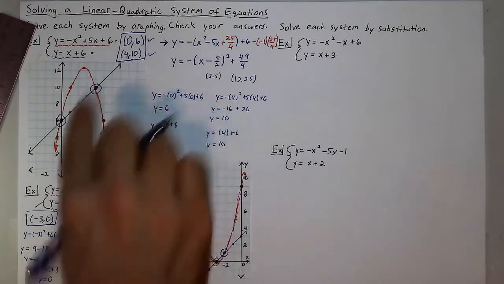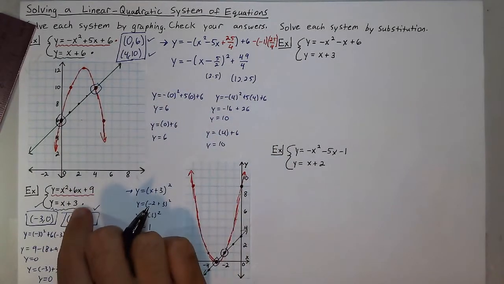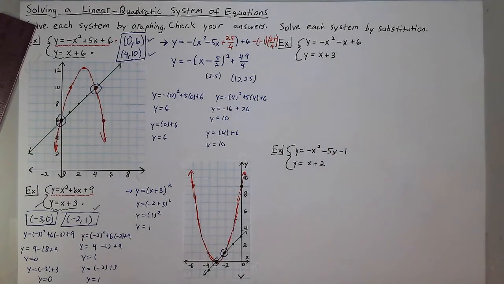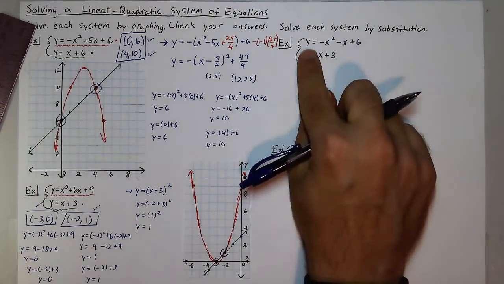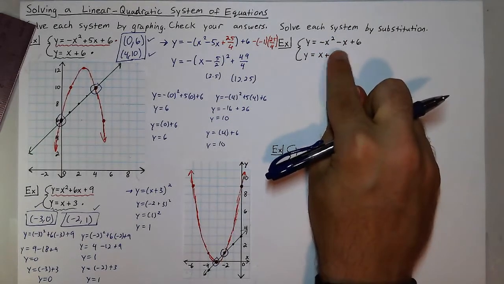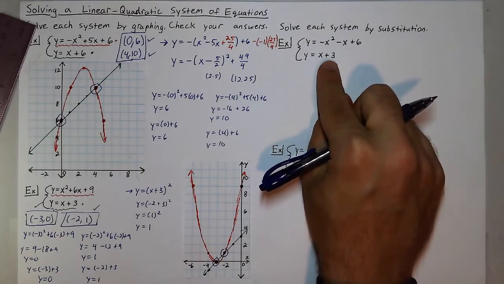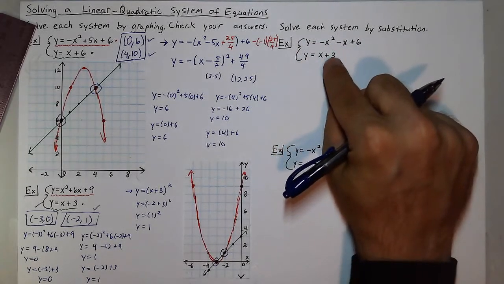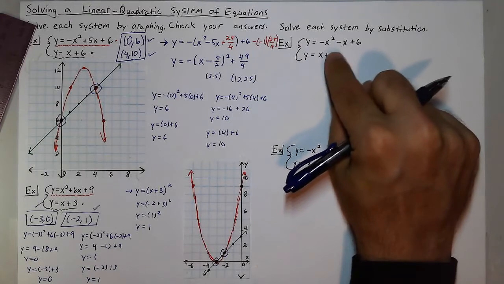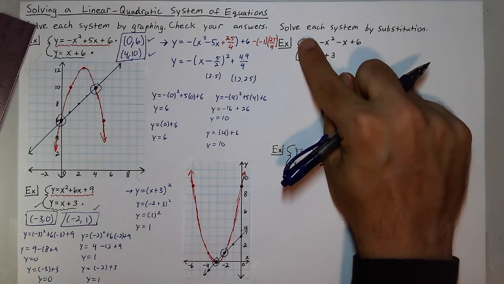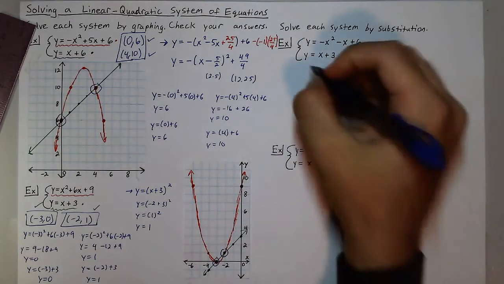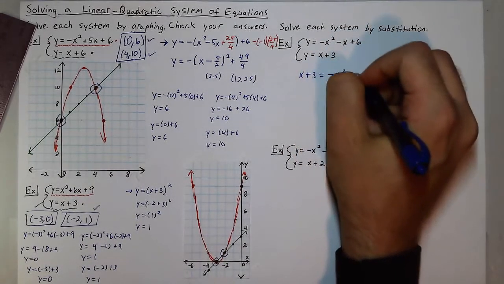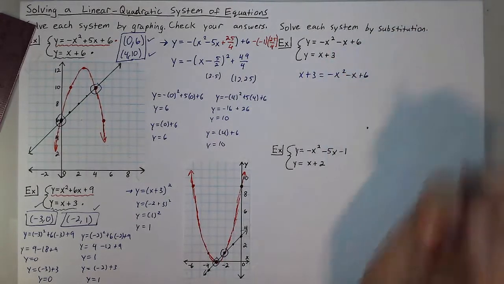Now, this can be a little tedious to have to graph every time you want to solve one of these. So here's an algebraic technique you can use to make the process go by a little bit faster. So here we have y is equal to negative x squared minus x plus 6, and y is equal to x plus 3. So we know what y is equal to. So what I can do is take the y is equal to x plus 3 and plug the x plus 3 in for the y in the original quadratic equation as a substitution technique, giving me x plus 3 is equal to negative x squared minus x plus 6.